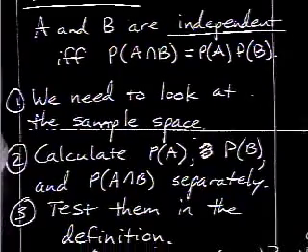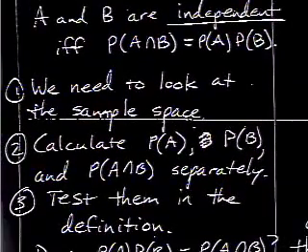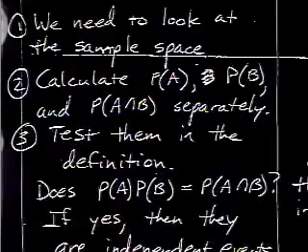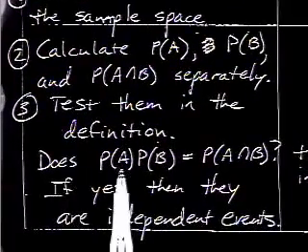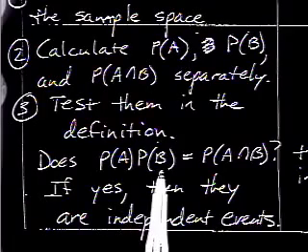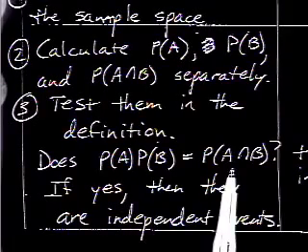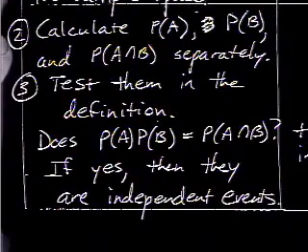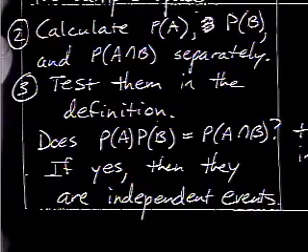And if you can do that, why, then we can talk about the next step, which is actually to go to the definition and test them. Test them in the definition. In other words, does the probability of A times the probability of B really equal the probability of the intersection? If you can say yes to that, well, then they are independent events. If you have to say no, then they are not. They would be considered dependent events.